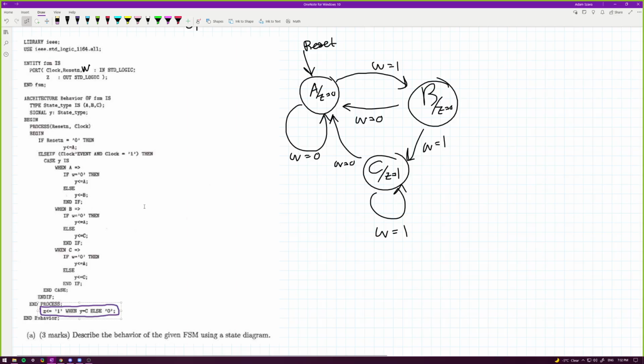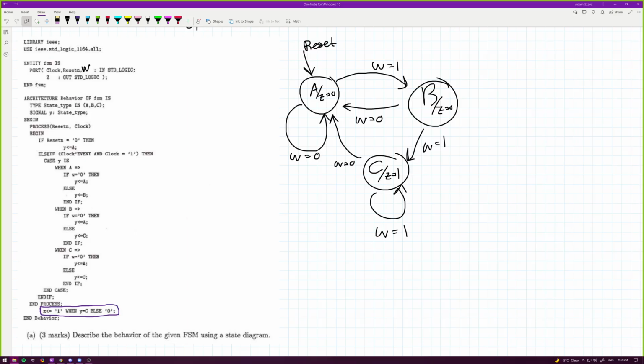So falling edge would be a zero here. You'd say clock equals zero here, at the falling edge. What about the state diagram? Yeah, that would be the same. The state diagram would be the same. There would be no difference there. Okay, great. So let's try some other ones.